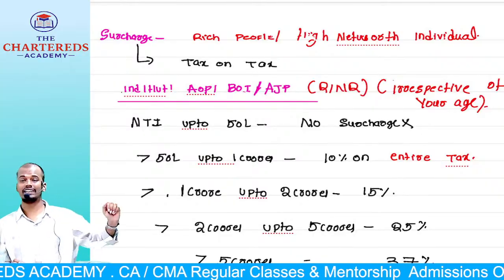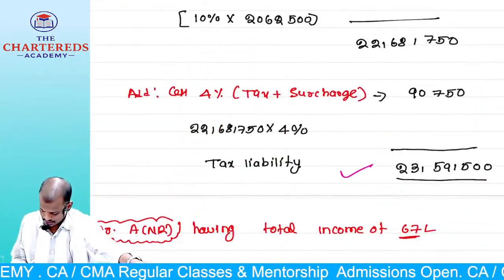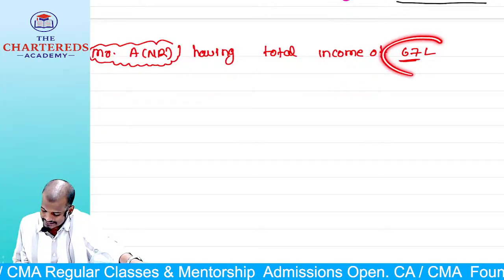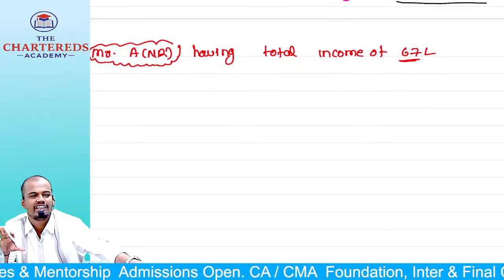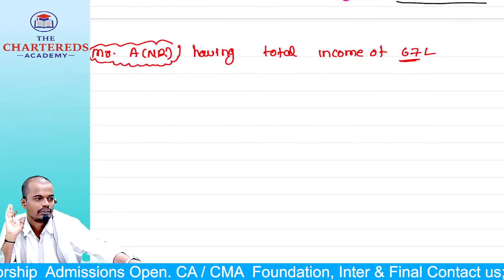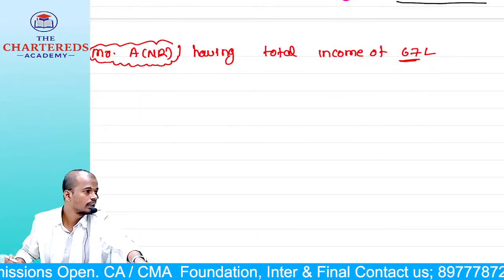Irrespective of your age. Hope you understand my point. So what is the tax amount on 67 lakhs, sir? This is the special limit. We always treat it as normal income.